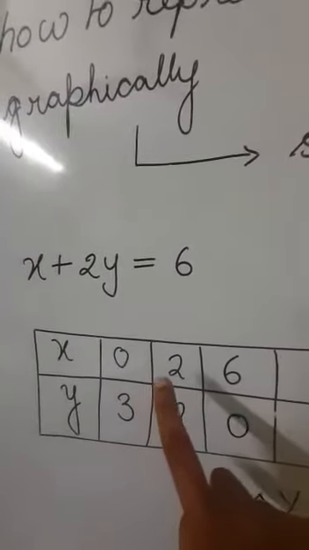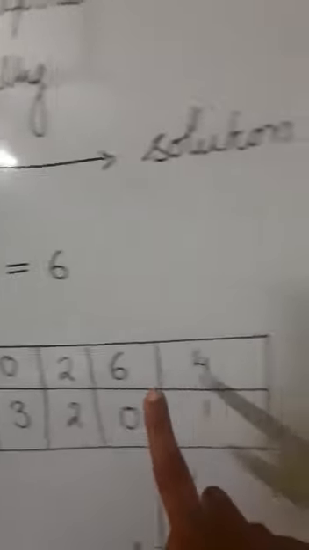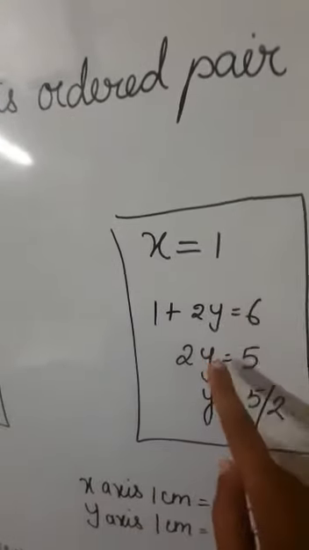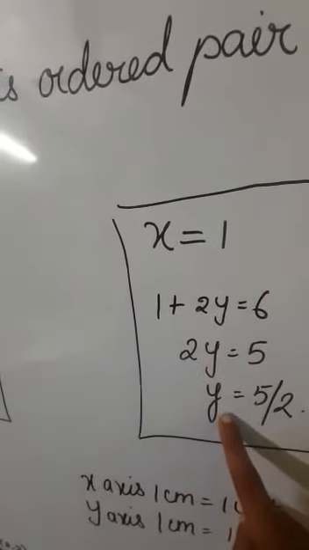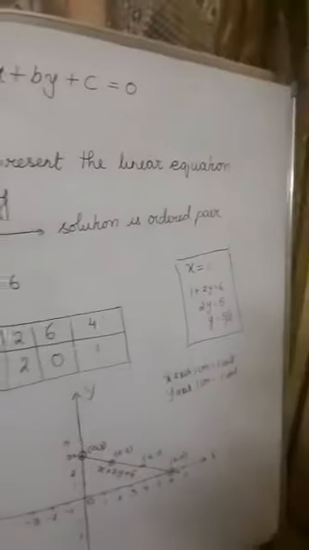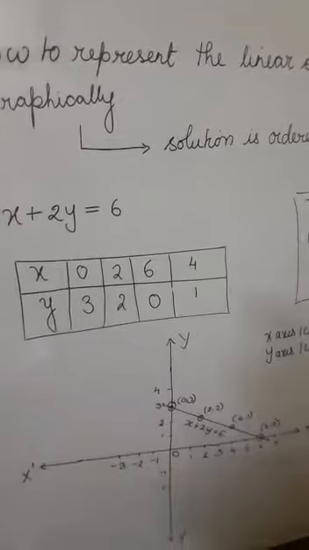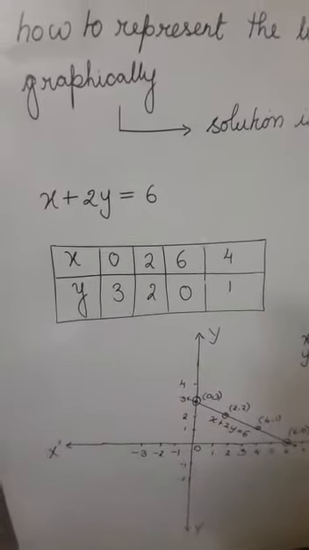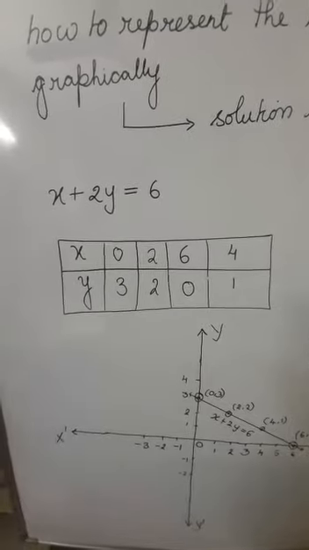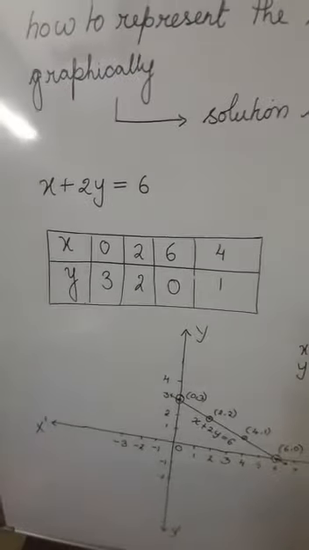Why didn't I take an odd number for x? Because if I take x equal to 1, then you will get the value of y as 5 by 2. There is nothing wrong in it. If you are very confident that in your graph 5 by 2, which is 2.5, you will be able to mark it correctly, then you can use that also.